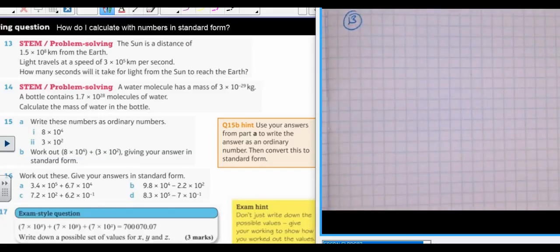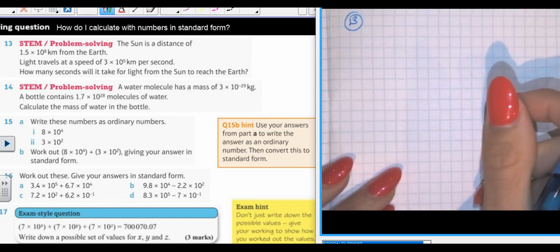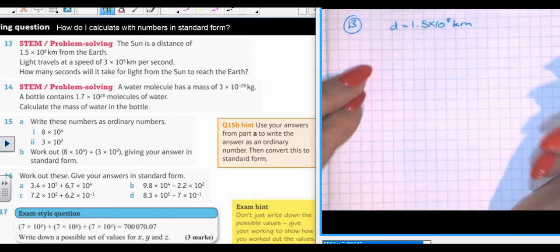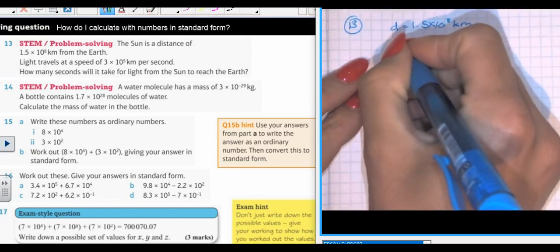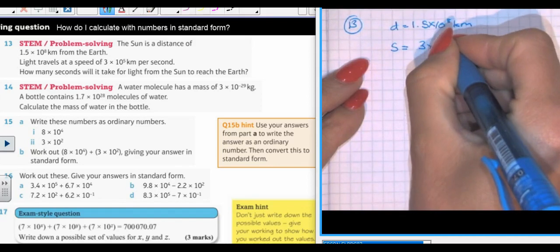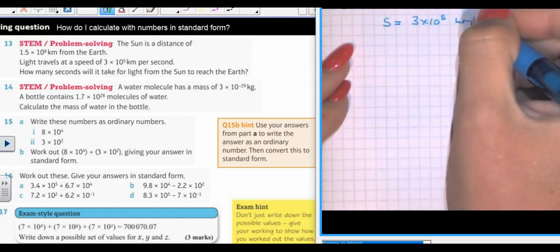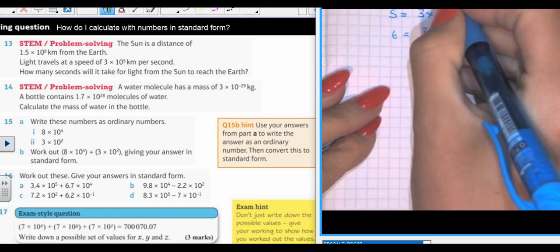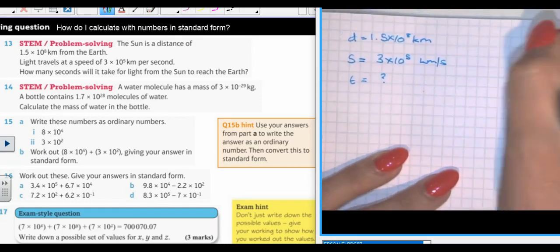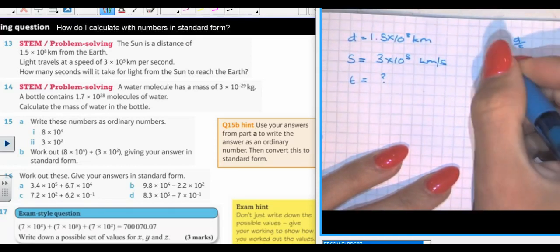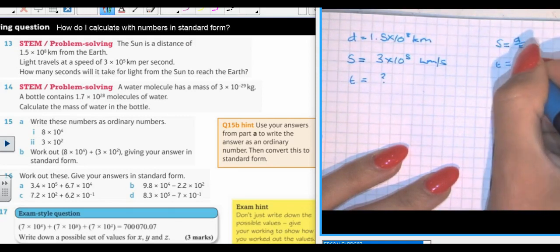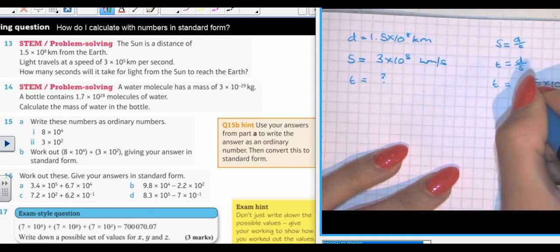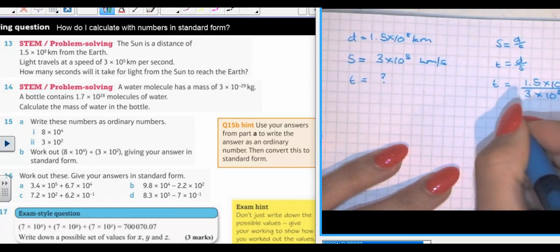Question 13. We can use a calculator for this question. The sun is a distance of 1.5 multiplied by 10 to the 8 kilometres from Earth. Light travels at a speed of 3 multiplied by 10 to the power 5 kilometres per second. How many seconds will it take for light from the sun to reach the Earth? In other words, what's the time if this is the distance and this is the speed? Okay, so well, I know speed equals distance over time, and I can rearrange that. I'm working out time, then I'll do distance divided by speed. So I want to do 1.5 multiplied by 10 to the power of 8 divided by 3 multiplied by 10 to the power of 5.